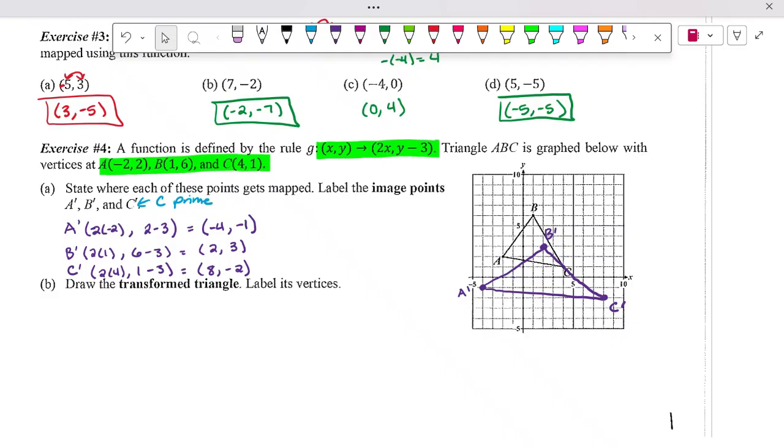So 4 times 2 is 8. 1 minus 3 is -2. So that's exactly what I got. If you graphed it, it should look something like that. Now, again, in this class, if you ever graph a figure, it better be labeled. If it's not labeled, like if this is on a test, I would take points off. You need to label it.